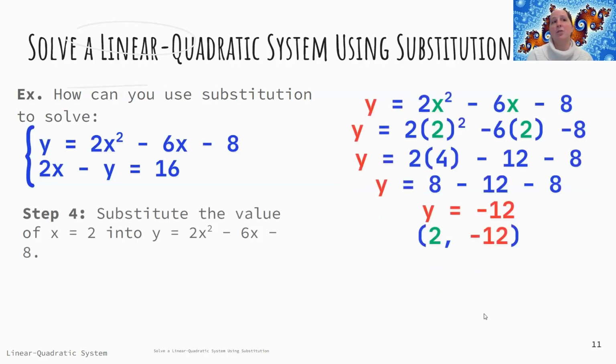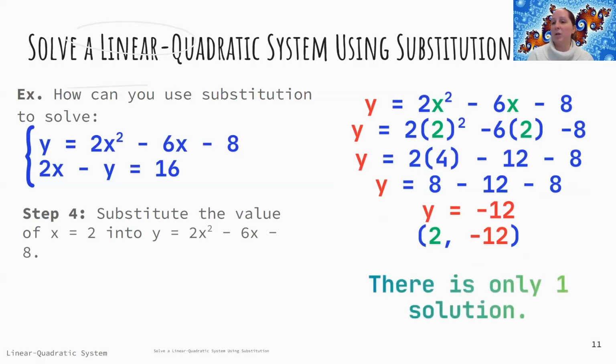I can substitute the value of x equals 2 back into one of my equations. I'm going to use y equals 2x squared minus 6x minus 8, and I'm going to solve for y. So my y equals negative 12. So in this case, there is only one solution. When we found our x equals 2, it showed us that there was only one solution. It's called a multiplicity. So at that point, they're only going to touch each other one time, and it's called a tangent.